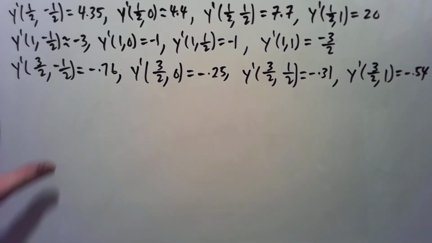So summarizing, here's all the guys we found. Now we need to plot these. So these are the slopes of the tangent lines. So we need to plot them now. So let's do that.